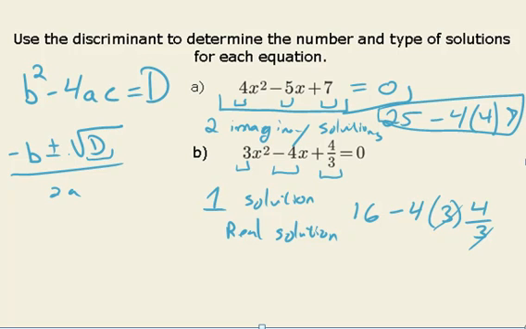But we're not interested in what the answer was, just how many of them there were, and if they were real or imaginary. So here, the discriminant was a negative value, so we get two imaginary solutions. Here, the discriminant was 0. We only get one solution.